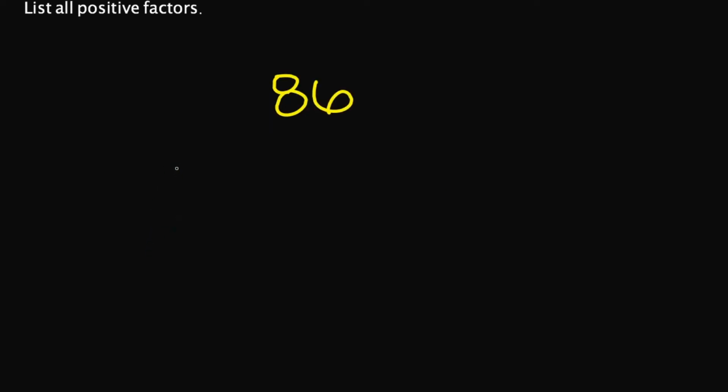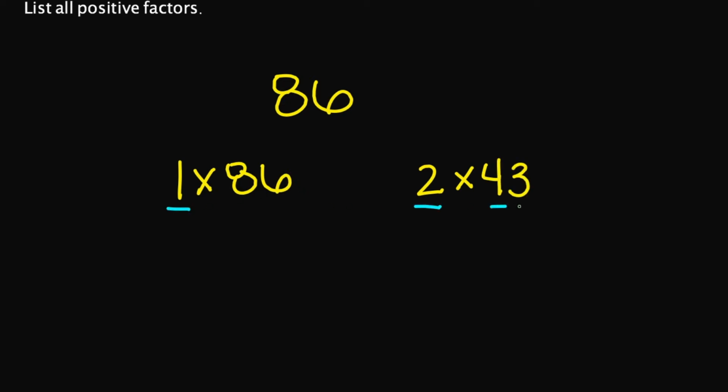Let's look at the number 86. The positive factors are 1 times 86, and then you have 2 times 43. So the factors are 1, 2, 43, and 86. Number 22, let's list all the positive factors. So we have 1 times 22, and then you have 2 times 11. So the positive factors are 1, 2, 11, and 22.